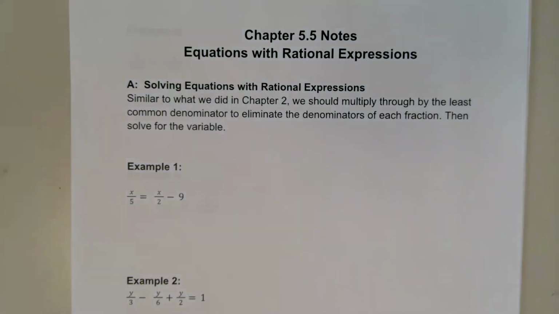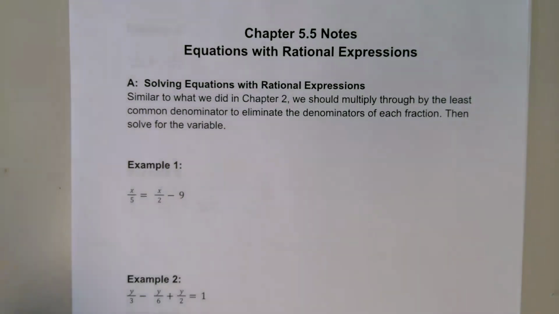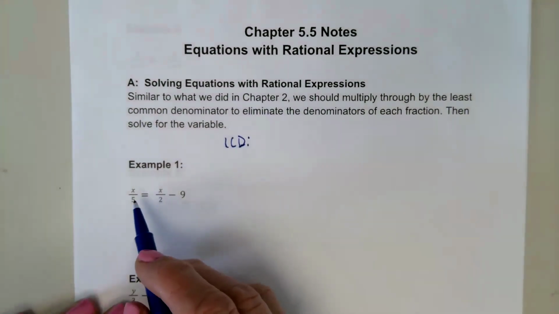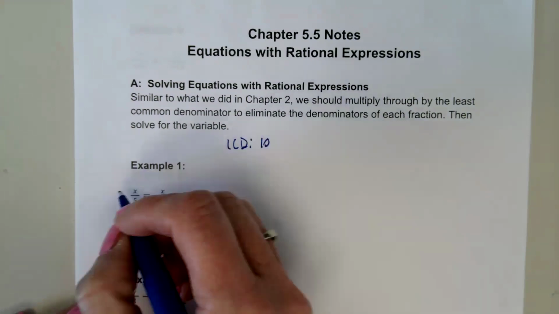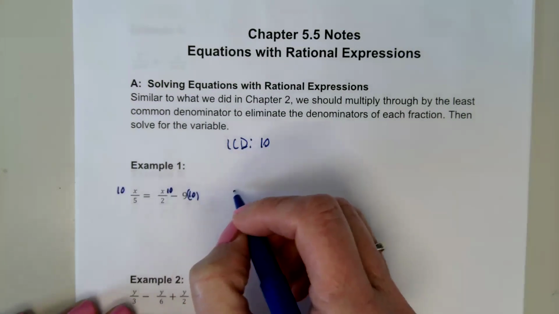And hopefully this should be just a little added on to what we did in our earlier lessons of chapter 2, because we solved equations with fractions and we just multiplied through by the LCD, and that's what we're going to do here. So we're looking for our LCD between 5 and 2, which is 10. So we're going to multiply each term by 10.